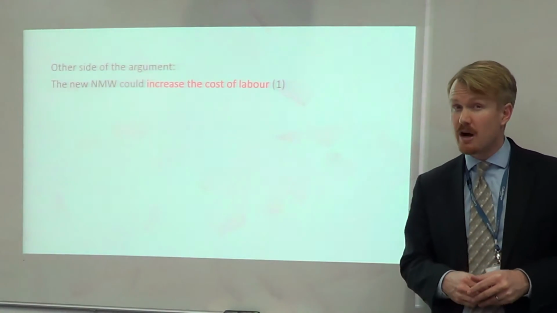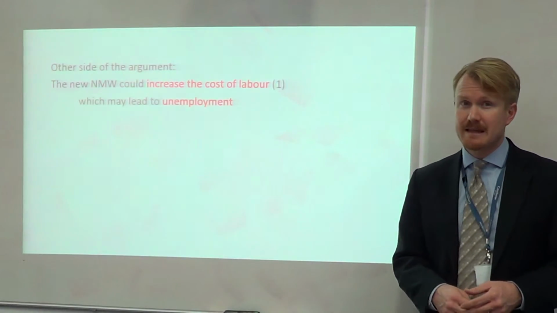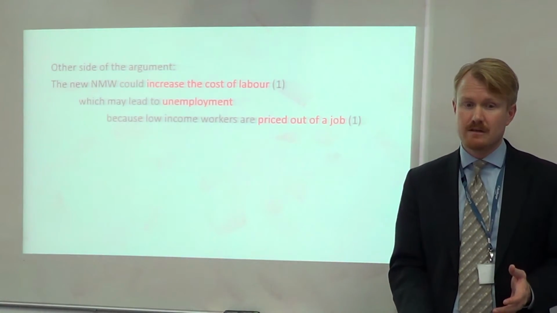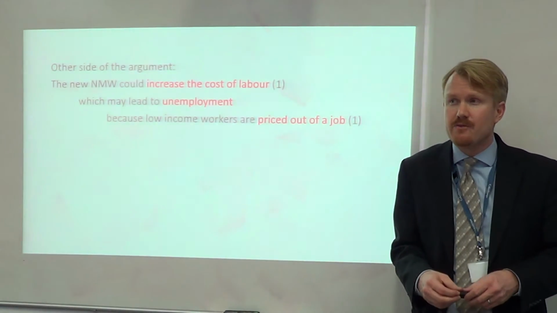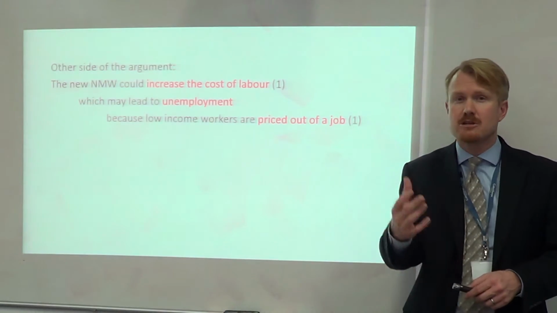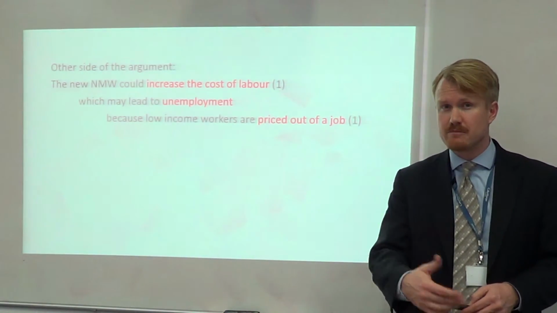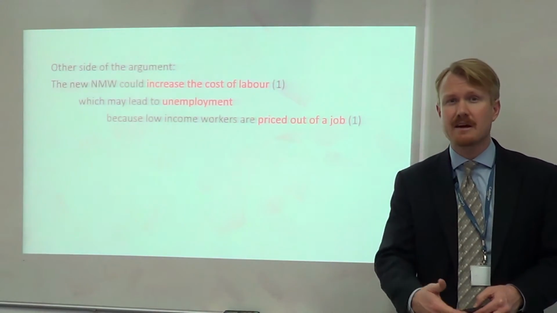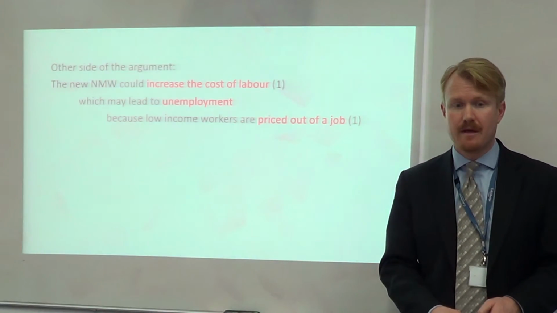could then increase the cost of labor. So that's our economist toolkit idea there. This may lead to unemployment because low-income workers would be priced out of the job. You want to come up with an idea that says that if this new national minimum wage is too high, if it's above the marginal revenue product for certain professions, those professions are just not going to hire as many workers, and so therefore you will find unemployment.